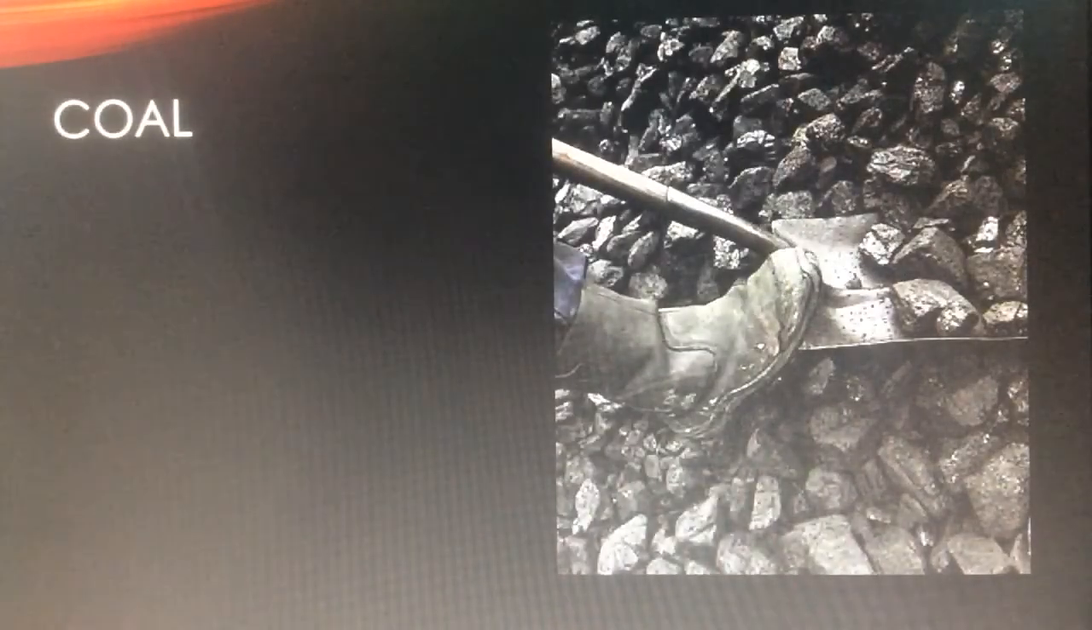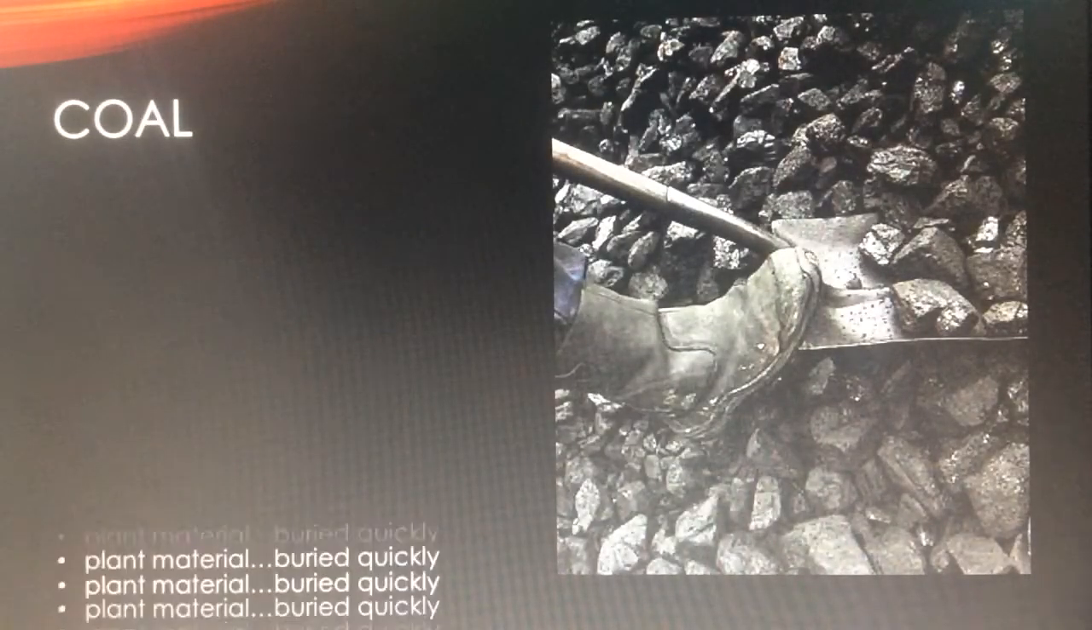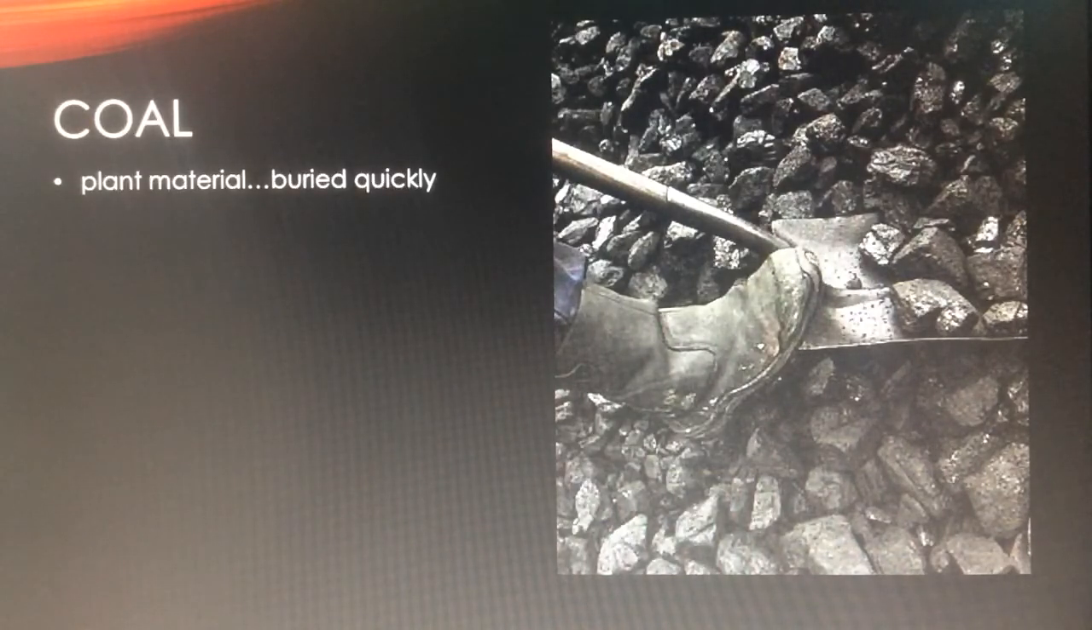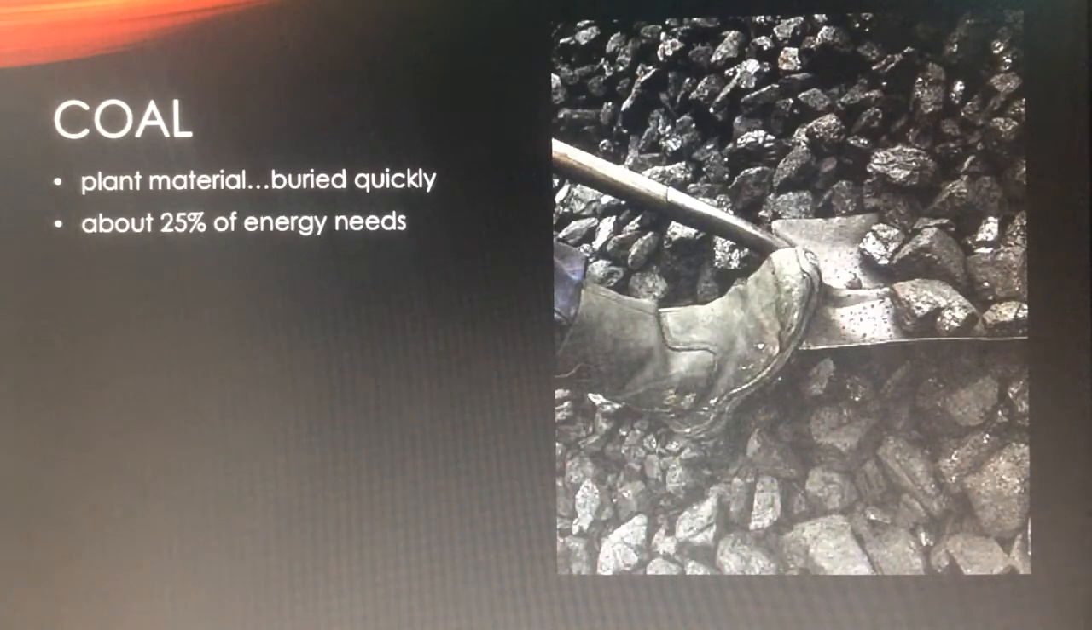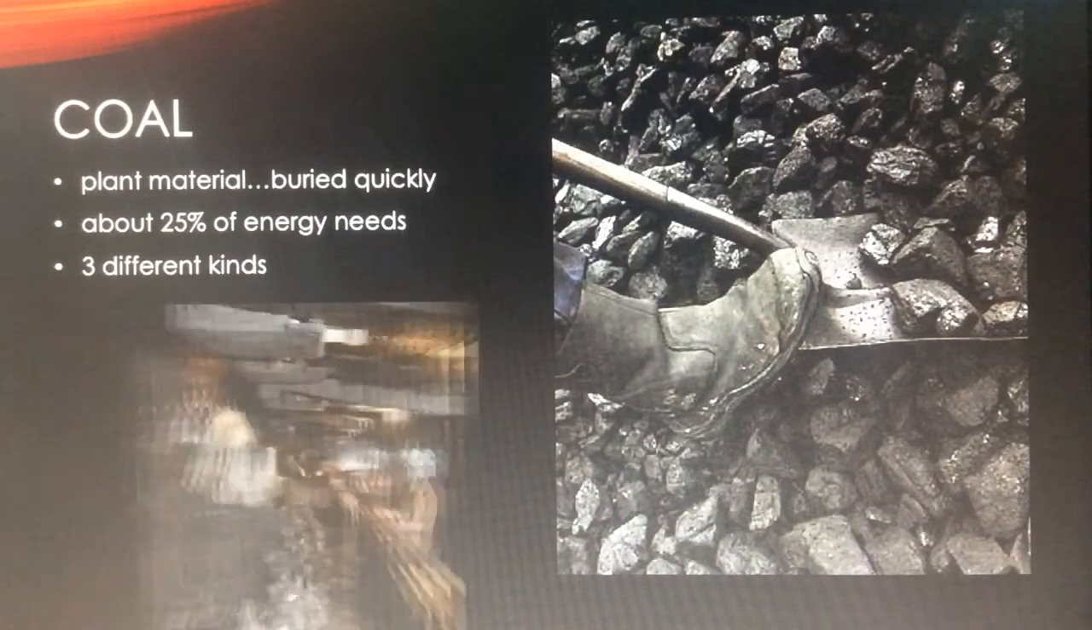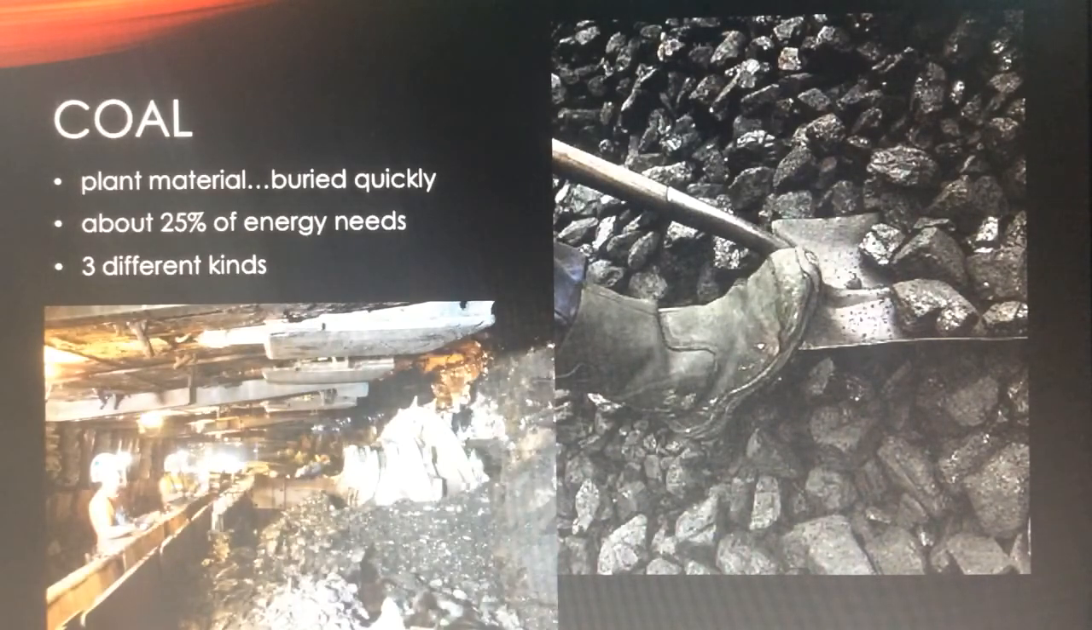Now, coal is made from plant material that has been buried quickly. It serves about 25% of our needs, and we're going to learn in the next few slides there are three different kinds of coal. In the last picture, you'll see this is a coal mine, and they're using this very large machine to dig coal out of the earth, and then it will be shipped to different parts of the United States or different parts of the world to be burned for energy.